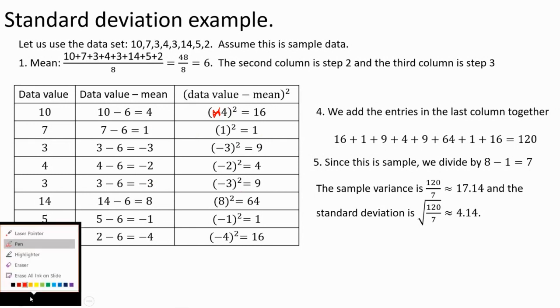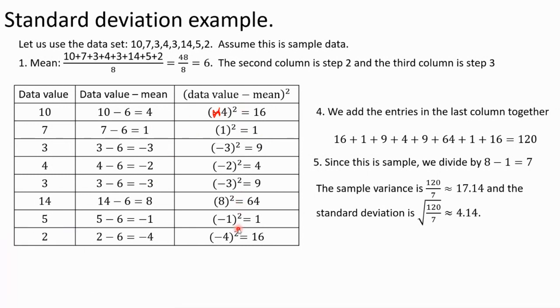And then next, what you do, remember, is you add up all these squares. Now remember, this is sample data, right? So what we're going to do is divide by, not 8. This is sample data. You always divide by n minus 1. N is how many data values you have. So in this case, n is 8, so we divide by 7. And once you do that, we have the variance, as you can see. So now we have just the variance so far.